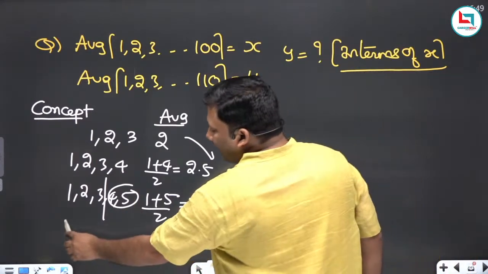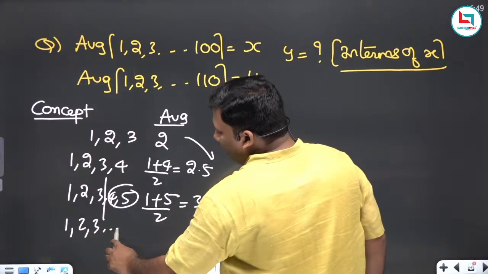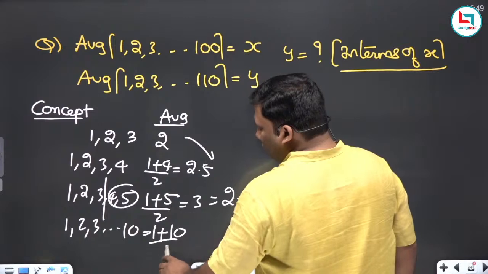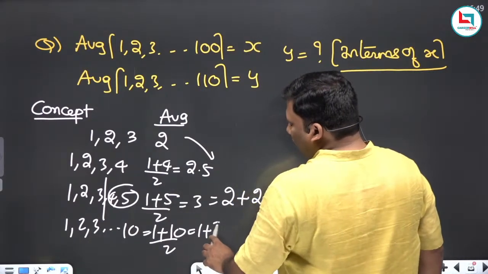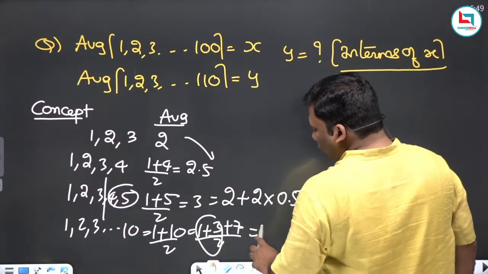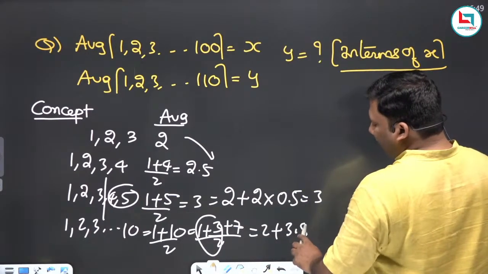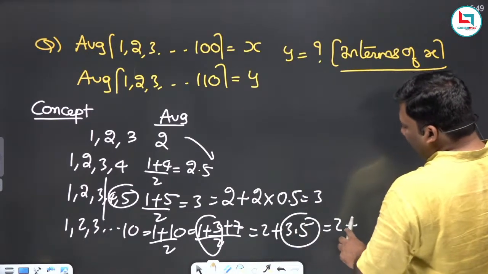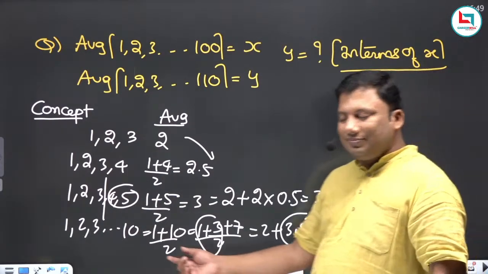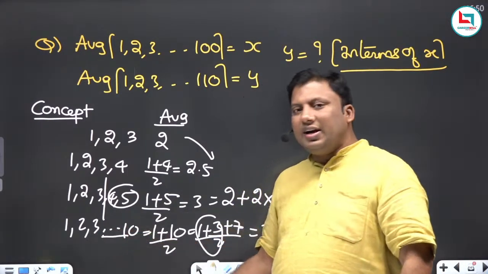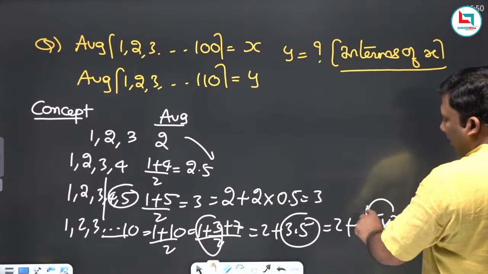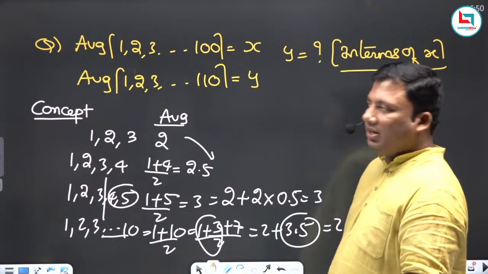Suppose I add 1, 2, 3 till 10. What will it be? (1 plus 10) by 2. This can be written as (1 plus 3 plus 7) by 2, which is 2 plus 3.5. Where did this 3.5 come from? 0.5 into, after 3, how many more numbers did I add? 10 more numbers. Sorry, 7 more numbers. So 2 plus 0.5 into 7.